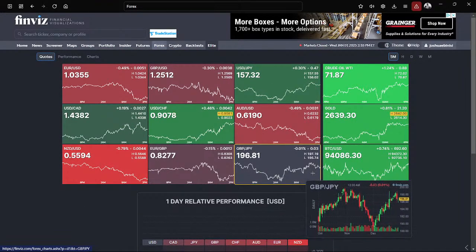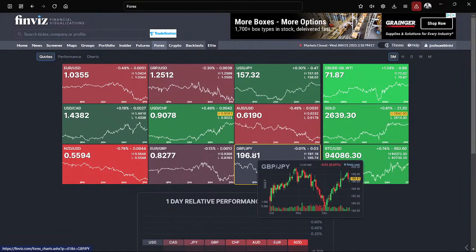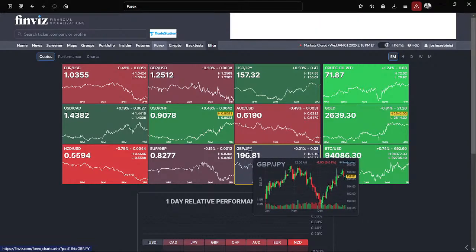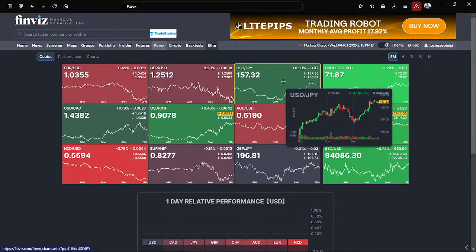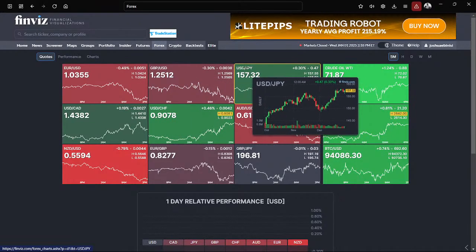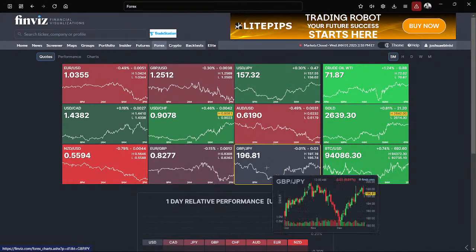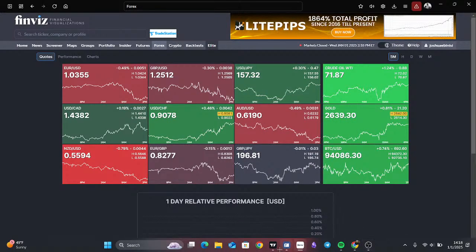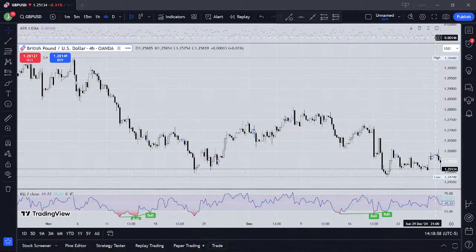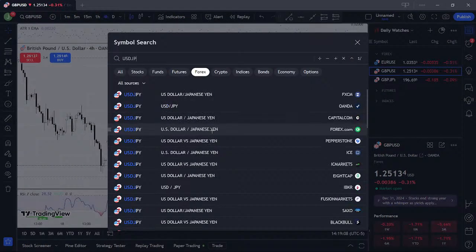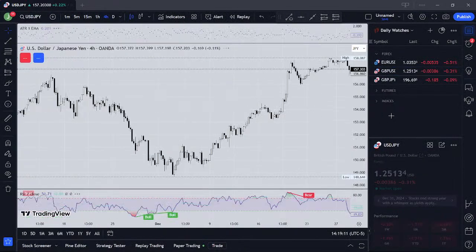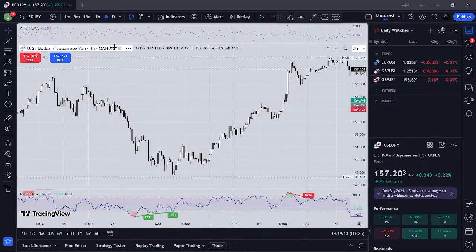So the charts I'm gonna trade today are the pound yen, sorry, the pound dollar, and lastly the dollar yen. Those three I'm gonna trade today. I'm just gonna open on TradingView. So I said the USD, so I'm gonna do USD Japanese yen. I'm gonna add it to my watch list.